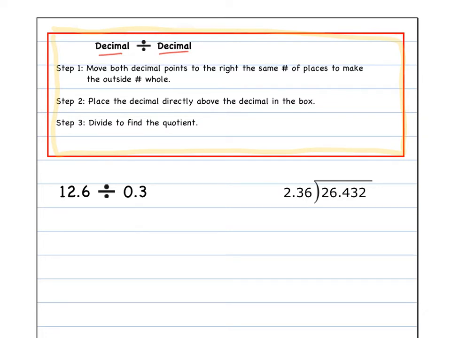Okay, so set up our division problem. 12 and 6/10. First number goes on the inside, second number on the outside.